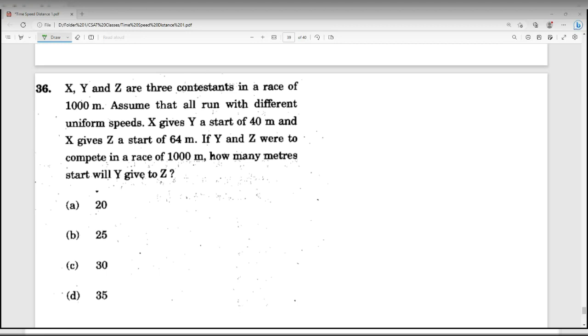I hope you have answered. Around 50% have got option B, A have got 8%, 25% have got C, and D have got 17%. So let's see what they're saying.